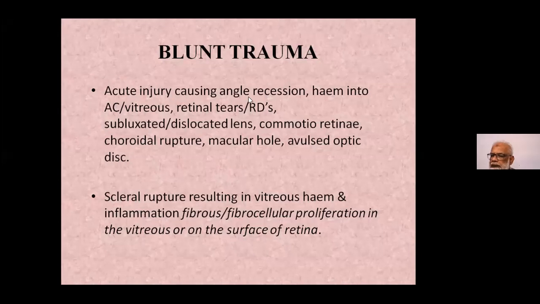and it can actually break the sclera. This is an acute injury, and especially it can cause a lot of problems in the angle of the eye where you can have bleeding into the vitreous, into the anterior chamber, can cause retinal tears, subluxation, dislocated lens, commotion. We've all talked about all this. This is very rare. Advanced optic disc avulsion has to be serious RTA, which causes this, and with Le Fort type 2 skull base fracture. Scleral rupture resulting in vitreous hemorrhage and inflammation.